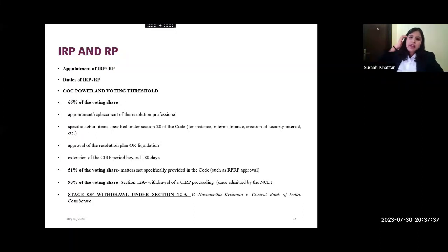Secondly, NCLT will also check if there are any disciplinary proceedings pending against such an individual. If there are any such proceedings pending against the individual, NCLT will not appoint such a person as the interim resolution professional of the corporate debtor.